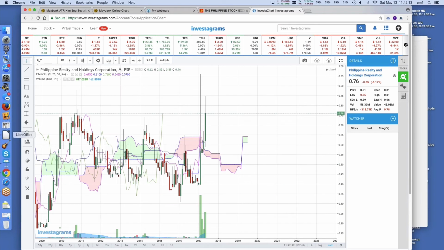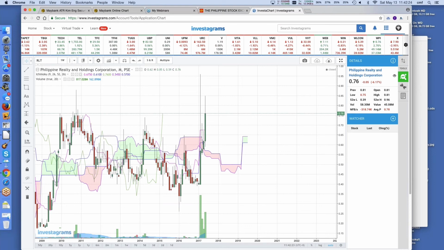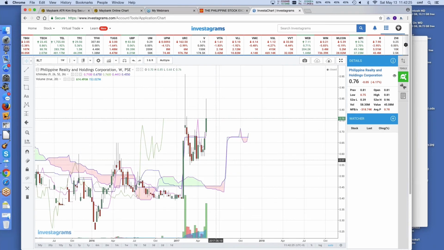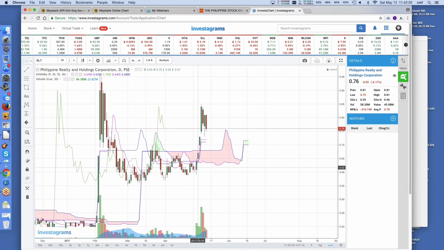RLT broke above the monthly resistance line. It broke above the Tenkan Sen, broke above the Kijun Sen, and it did all that within 1 week. It corrected towards the end of the week, but Monday and Tuesday, it broke above that.